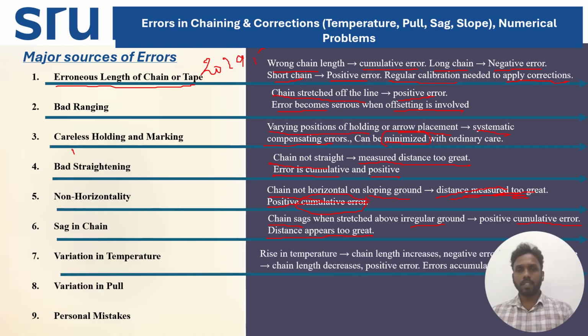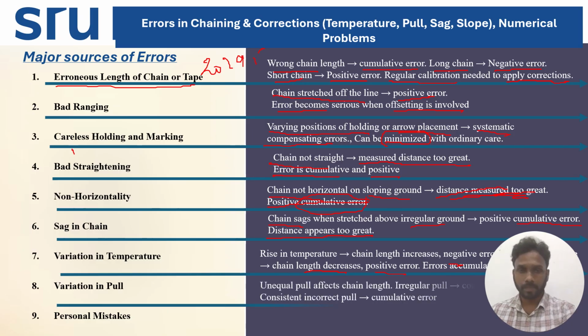Then variation in temperature. With a rise in temperature, your chain length increases. So that's a negative error. If your temperature decreases, the chain length decreases. So that's a positive error. So this is called cumulative error because it will keep on accumulating depending upon the variation of your measurements.